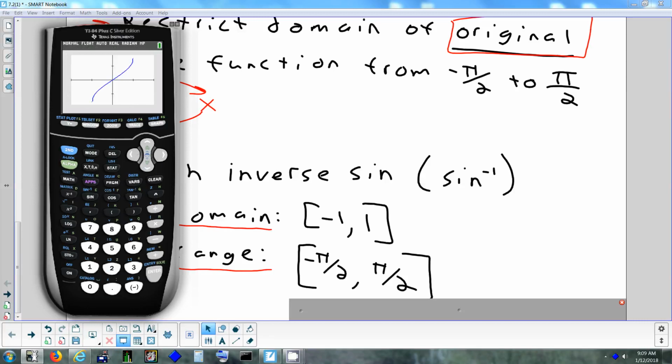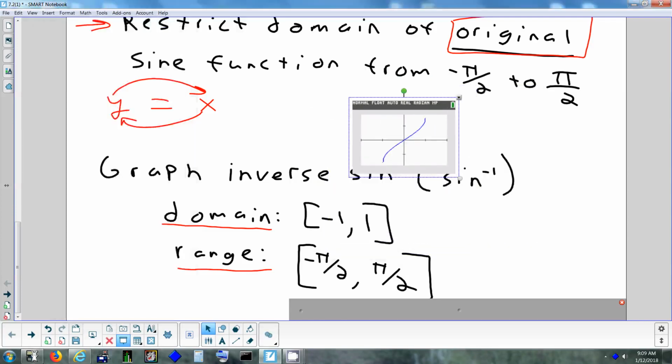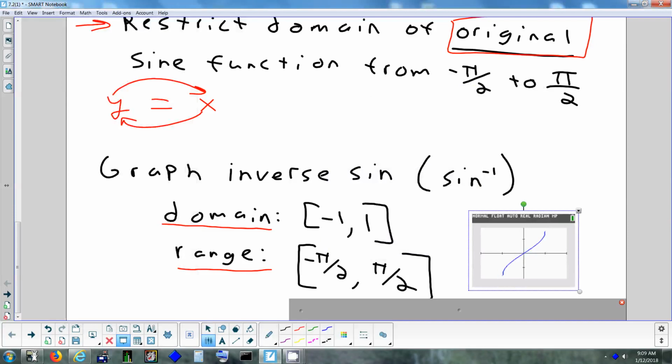And that's the graph of inverse sine. Okay, showing both endpoints. Let's put that over here. So that's an endpoint. That's an endpoint. Doesn't keep going.